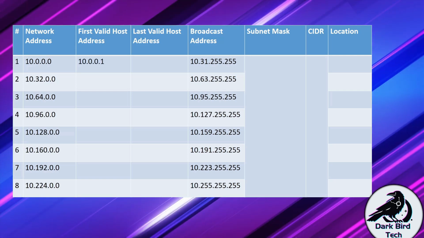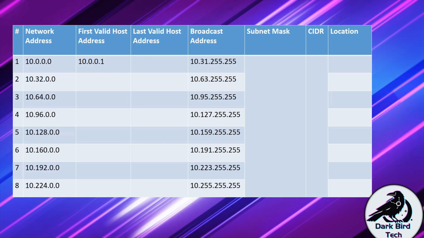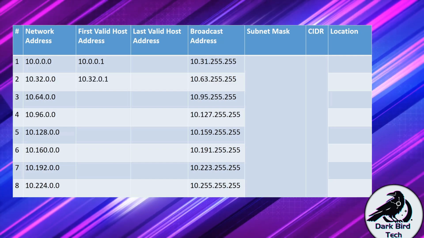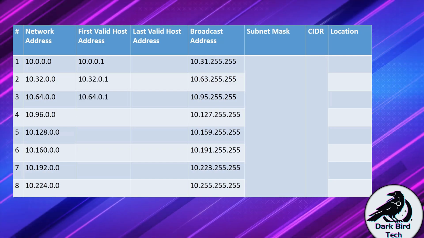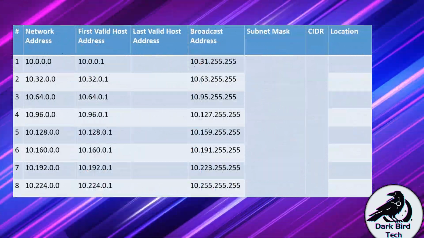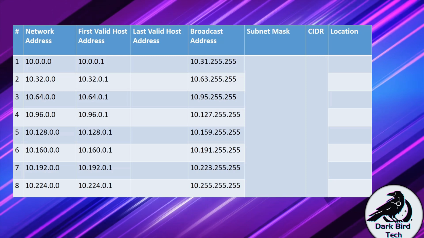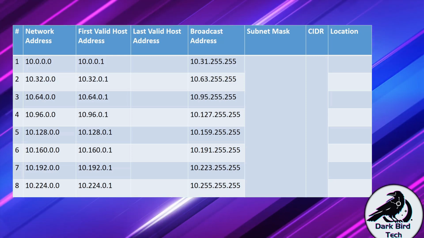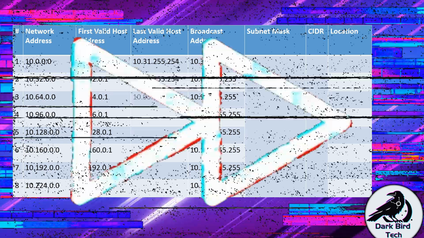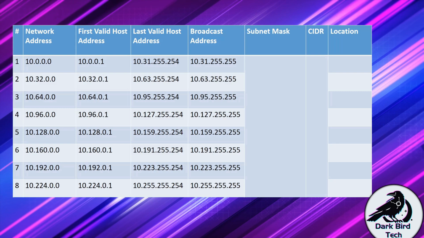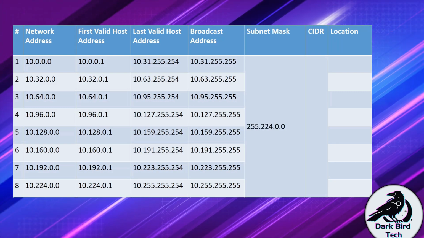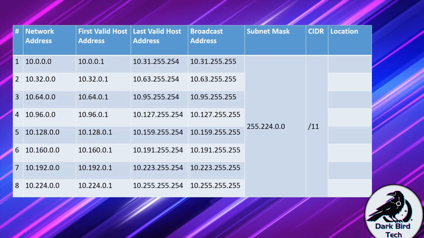And we start with the first valid host address, which is always +1 to the network address. So it's 10.0.0.1 for the first network, 10.32.0.1 for the second, 10.64.0.1 for the third, and so on. For the last valid host address, it's the broadcast address of the current network, -1, which gives me 10.31.255.254, 10.63.255.254, and so on. We can now put the subnet mask in, which is 255.224.0.0, and the CIDR notation of it's 11.